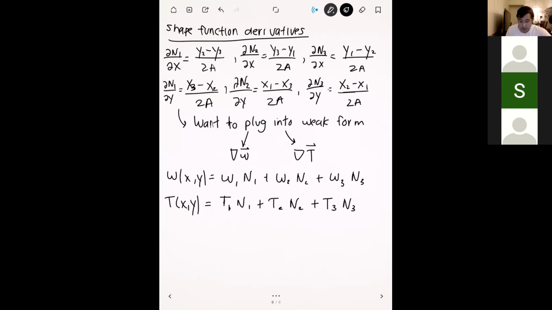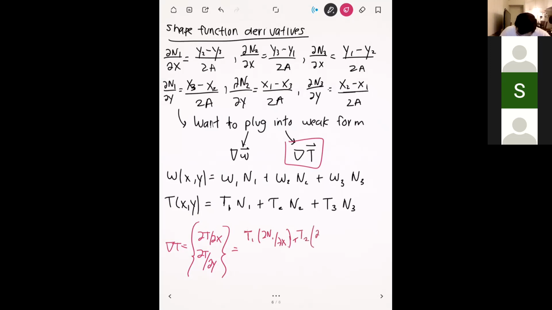Okay. And so let's actually write out the expressions for this gradient. I'm going to start with the gradient of t. Gradient of t is going to have derivatives in both x and y, and the way that we can express this is in vector form. That's why I have this vector arrow on top. And so partial t partial x is going to be t1 times partial N1 partial x, plus t2 partial N2 partial x, plus t3 partial N3 partial x.